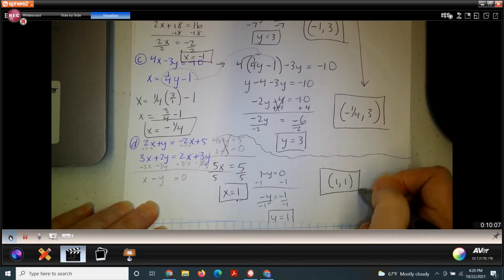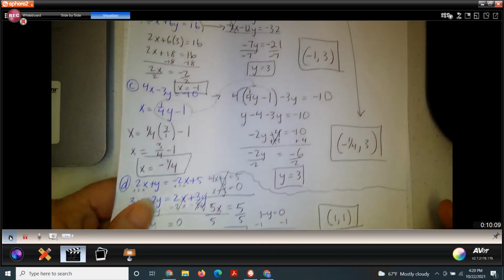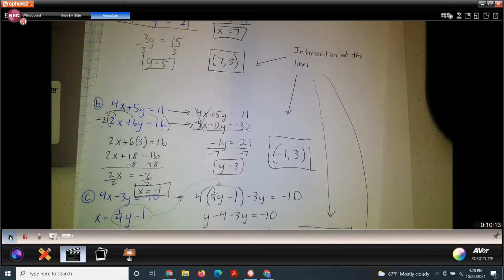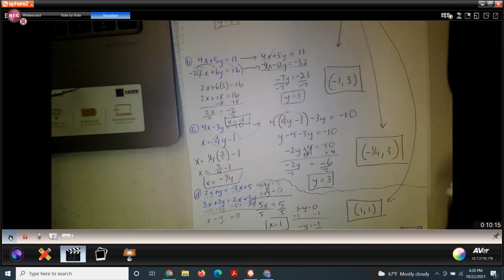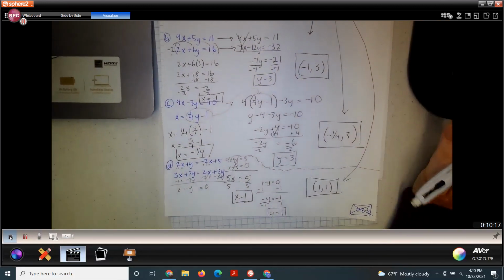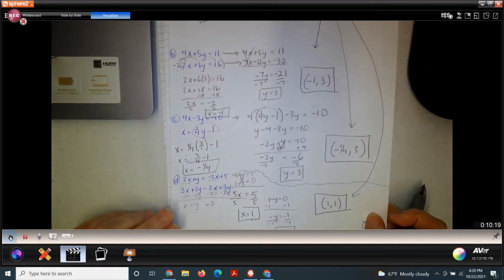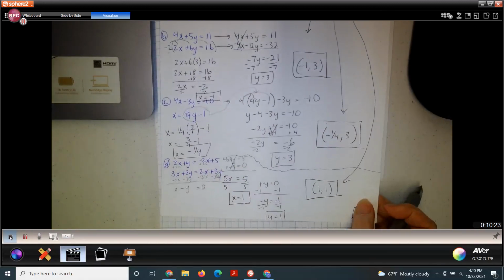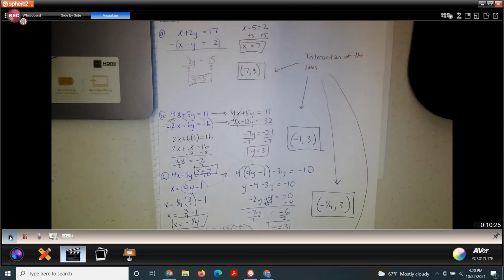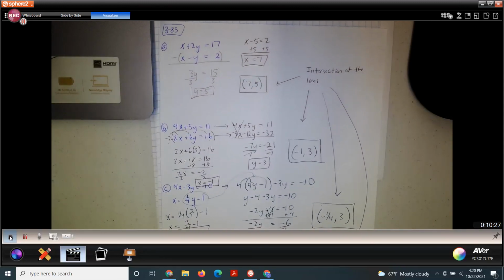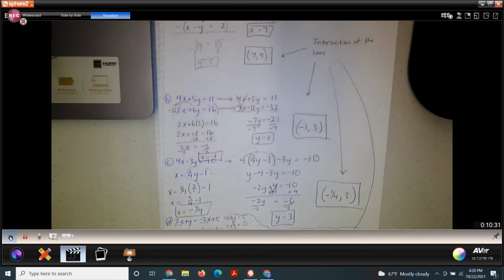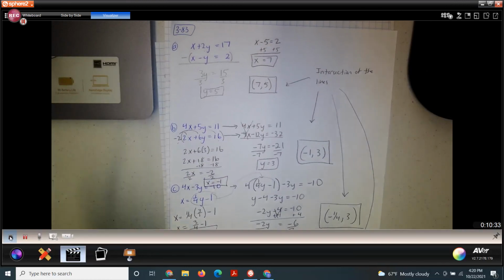So actually all of these lines, this was on your test, all of these lines intersect at a point, and those are all the points where all the lines intersect. So that was a lot of algebra. That's called solving a system of equations. That's what you did algebraically on this problem.